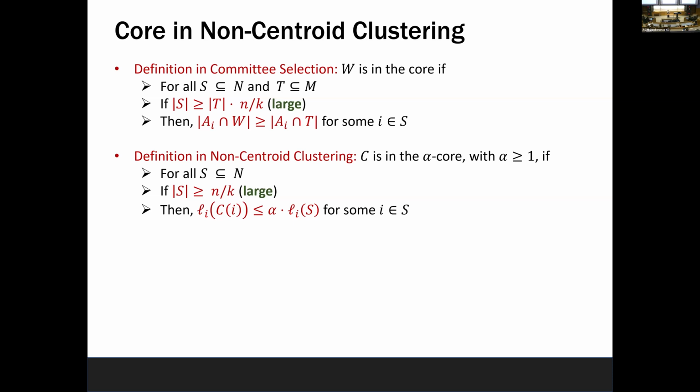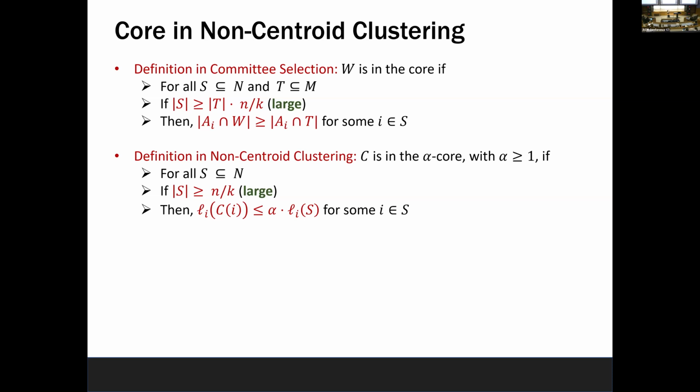I will talk about this very soon. We say that a clustering solution is in the core if there is no subset of individuals that is big enough, which means that it has at least n over k individuals, such that if they deviate and form their own cluster, they are happier than they were before. So this essentially is not a Pareto improvement for them. I have an approximation of alpha here because we will see that a solution in the core does not always exist. So we get an approximation with respect to how much they Pareto improve if they deviate. It is a multiplicative approximation.